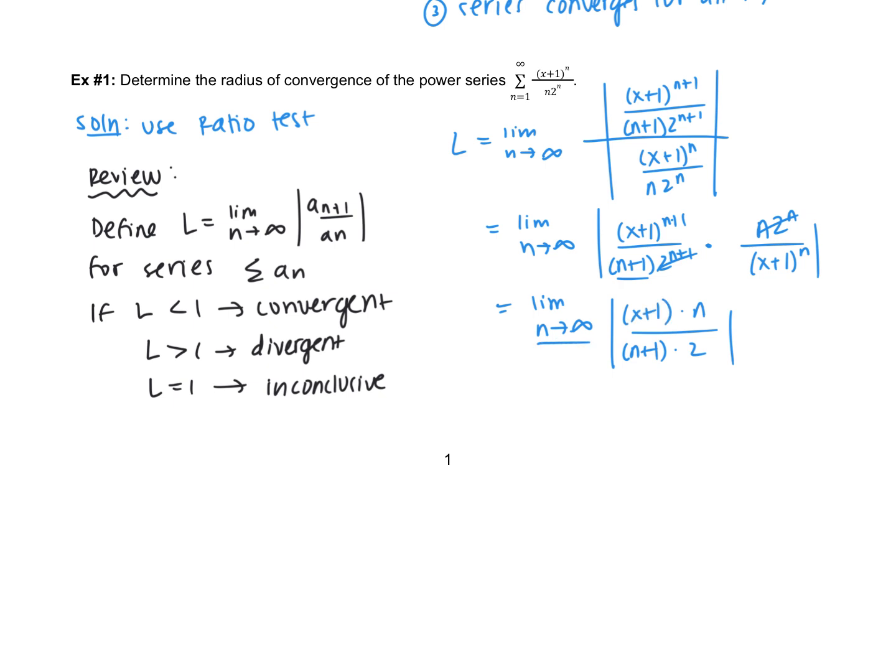Okay, well our limit is only affected by n, so this x plus 1 and this 2 I can bring out. So this becomes the absolute value of x plus 1 over 2 times the limit as n approaches infinity of n over n plus 1. Now I don't need those absolute value bars because n is going from 1 to infinity, so n is going to be positive. So our L then, right, so this is just 1, our L is the absolute value of x plus 1 over 2.